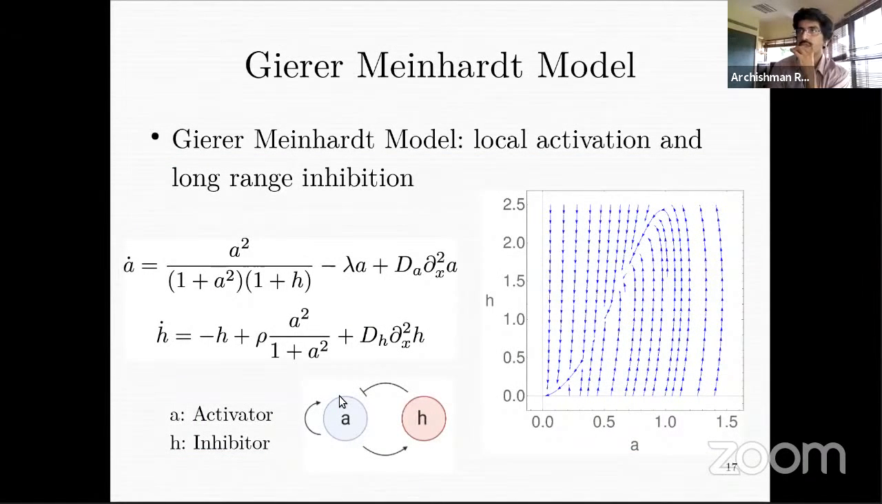So for example, a classic model is called the Gierer-Meinhardt model. What you have is some partial differential equation, which has two things. It's usually an activator and an inhibitor. The activator activates itself, it activates the inhibitor using these terms, and the inhibitor inhibits the production of the activator.